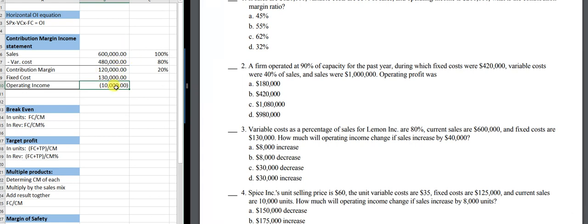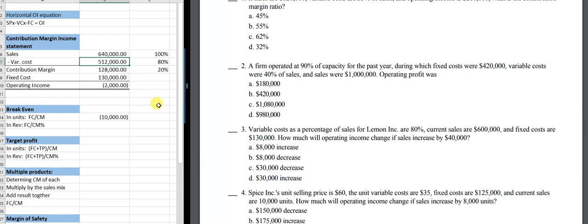Looks like I have negative $10,000. I'm going to write that down, because the question is how much will operating income change if sales are increased by $40,000. So I'm going to increase this by $40,000 to $640,000, and I see that I've got a $2,000 loss, so 3 is A. It's going to go from negative $10,000 to negative $2,000, so I have an $8,000 increase.